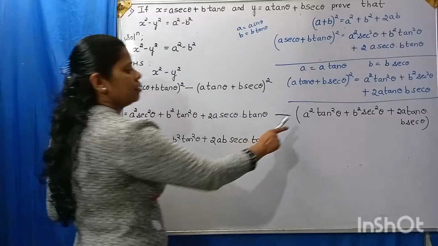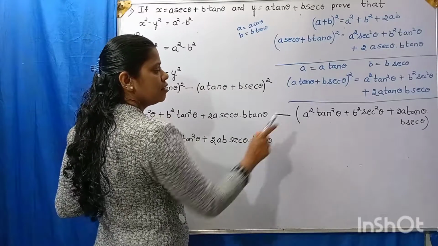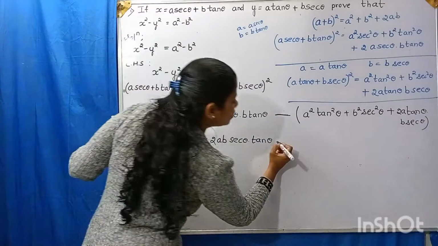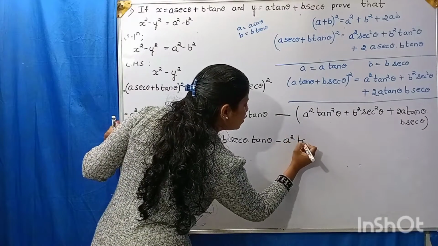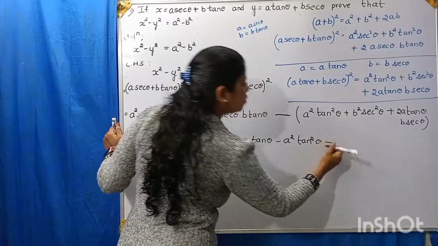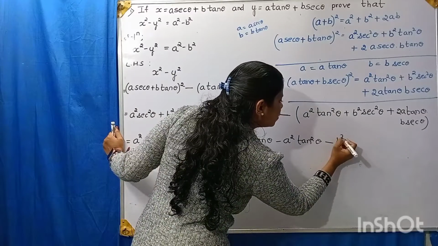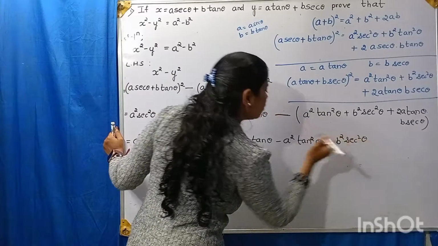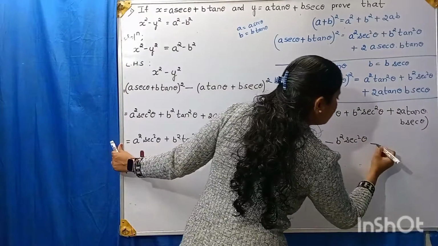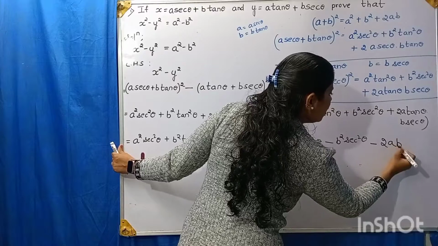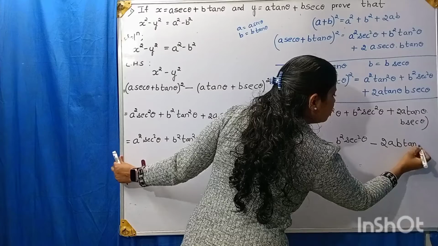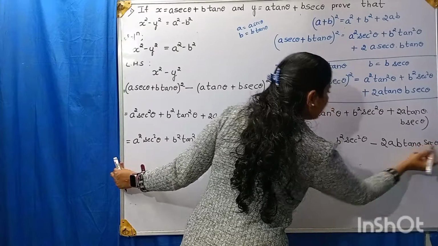Now observe carefully, plus into minus, minus. Therefore it will become minus a square tan square theta, minus a square tan square theta. Minus into plus, minus b square secant square theta. Now minus into plus, minus, that is minus 2ab, I will write together ab tan theta into secant theta.